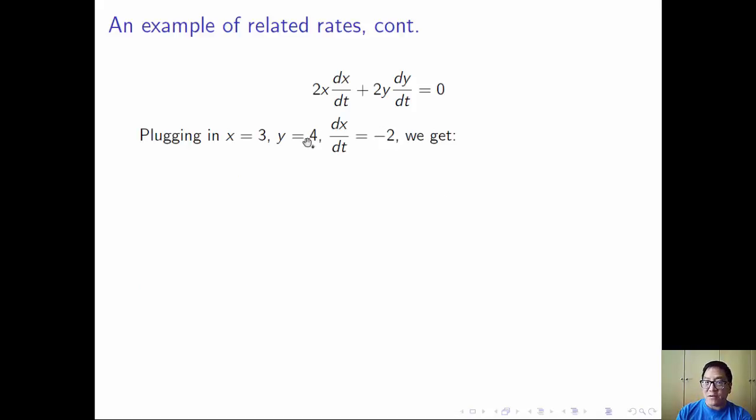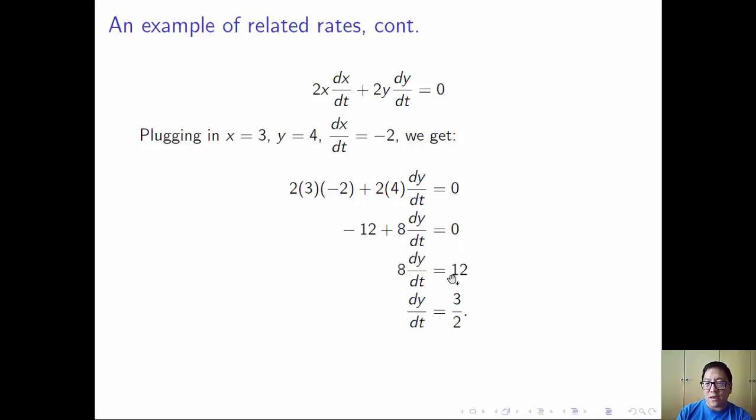All right, anyway, getting back to solving the problem, we have achieved this equation, and so plug in x equals 3 and y equals 4, and dx/dt equals minus 2, we get this. 2 times 3 times minus 2, so x is 3, dx/dt is minus 2, and y is equal to 4. So simplifying that a bit, we get minus 12 plus 8 dy/dt is equal to 0. Adding 12 to both sides, we get 8 dy/dt is equal to 12. Dividing both sides by 8, we get dy/dt equals 3/2.